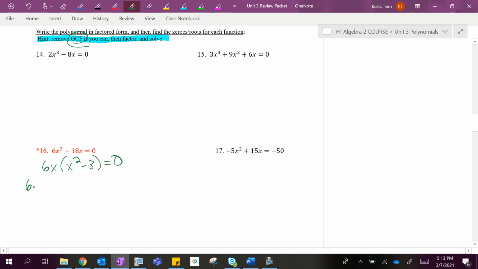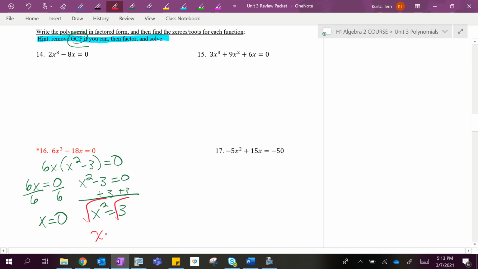Now I'm going to set each factor equal to 0. So I set 6x equal to 0. I divide, I get x equal to 0. And I set x squared minus 3 equal to 0. I solve. I get x squared equals 3. I need to find what x equals, so I take the square root. And remember, anytime you take a square root, it gives you a plus and a minus. So I get plus or minus radical 3.